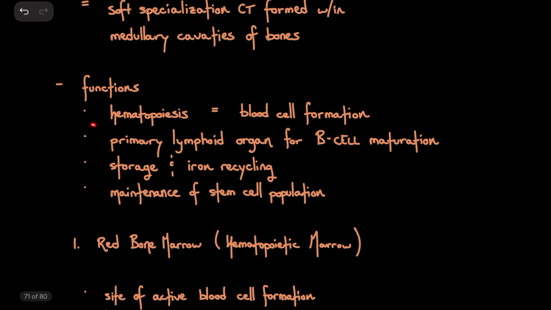What are the functions? Hematopoiesis. Hematopoiesis, you should definitely know that word. That is just fanciness for blood cell formation. Another function is it is the primary lymphoid organ for B cell maturation. So that's another reason why B cells are tied into this unit.